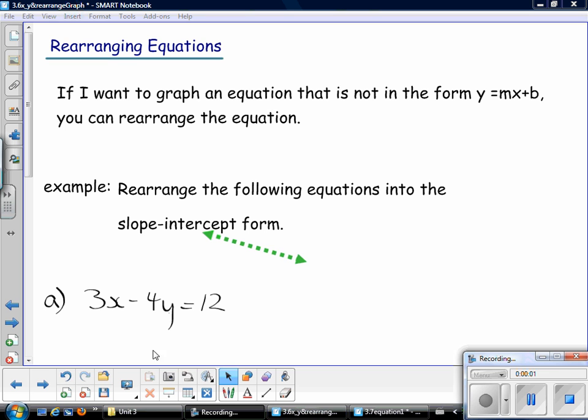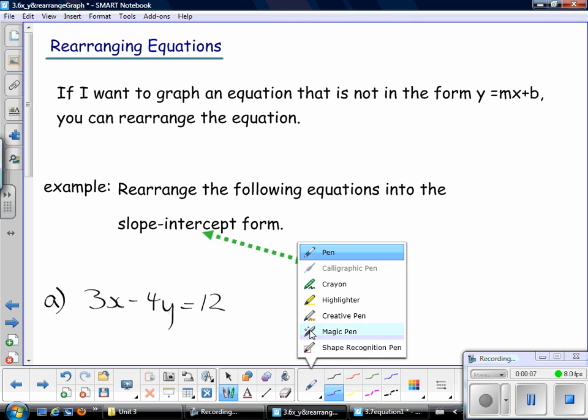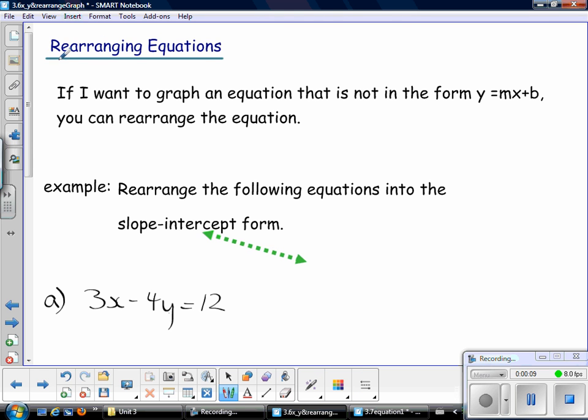Here's the second part of what we need to be able to do. Again, I'm going to bring up my magic pen for just a little bit as I'm reading. So, rearranging equations. As I said, we did this last unit. Some of you are actually very good at it. I was quite impressed. So if you want to graph an equation that is not in the form y equals mx plus b, you can rearrange the equation.